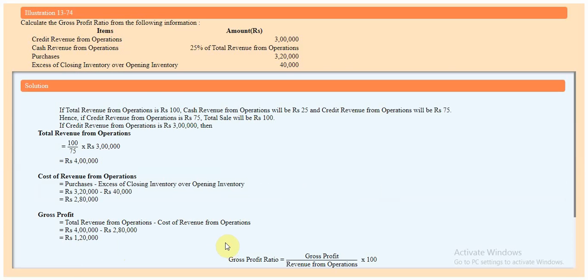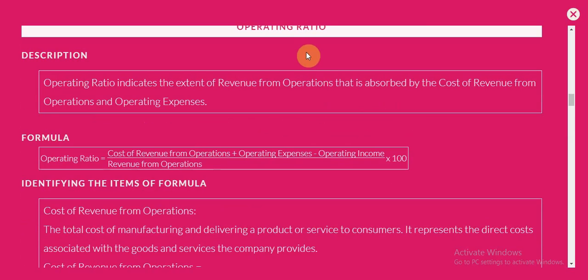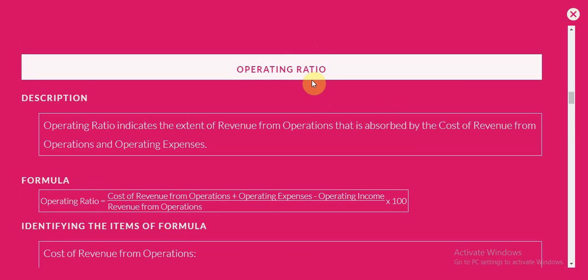So with this we are done with gross profit ratio. Let us move to the next ratio. Next ratio is operating ratio, or otherwise we can also call this operating cost ratio, because this is not about profit, friends. This is a ratio that talks about expenses and cost. We will go in depth and understand what this is.